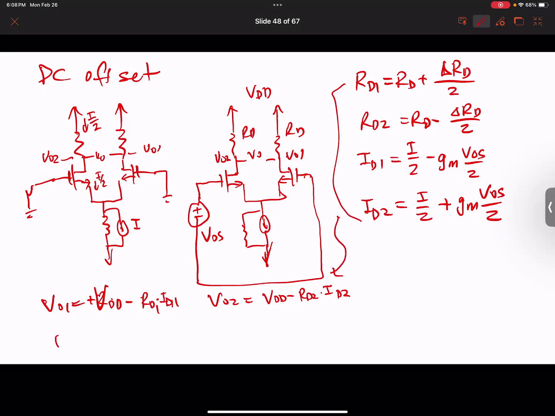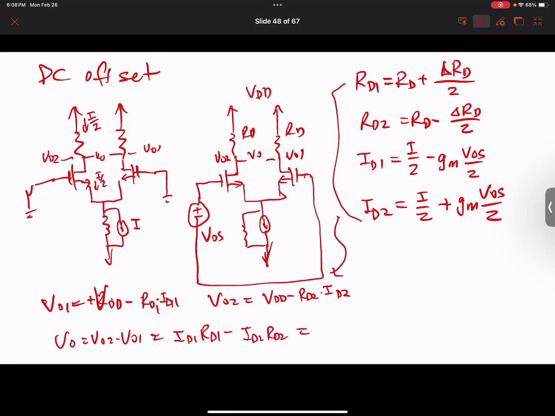But what we're going to do is directly look at VO equal to VO2 minus VO1, in which case the VDD is going to cancel. So we have ID1 RD1 minus ID2 RD2.